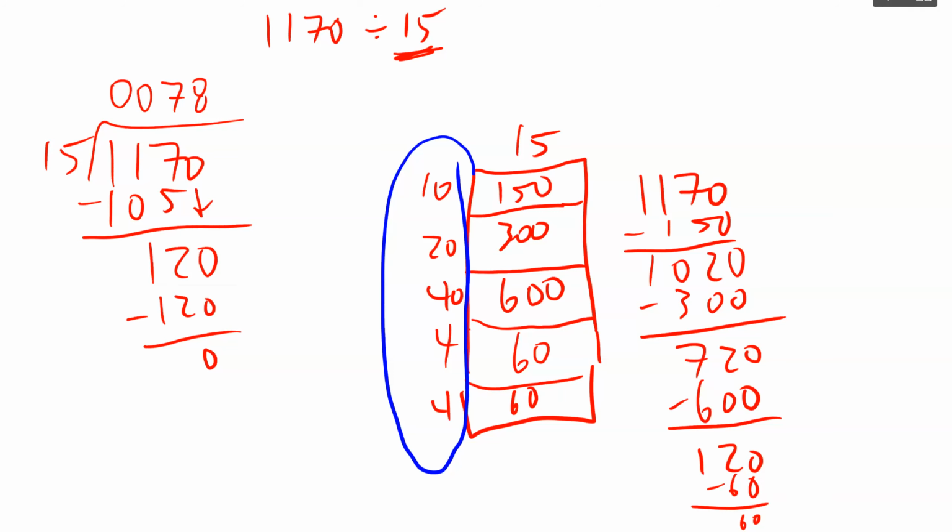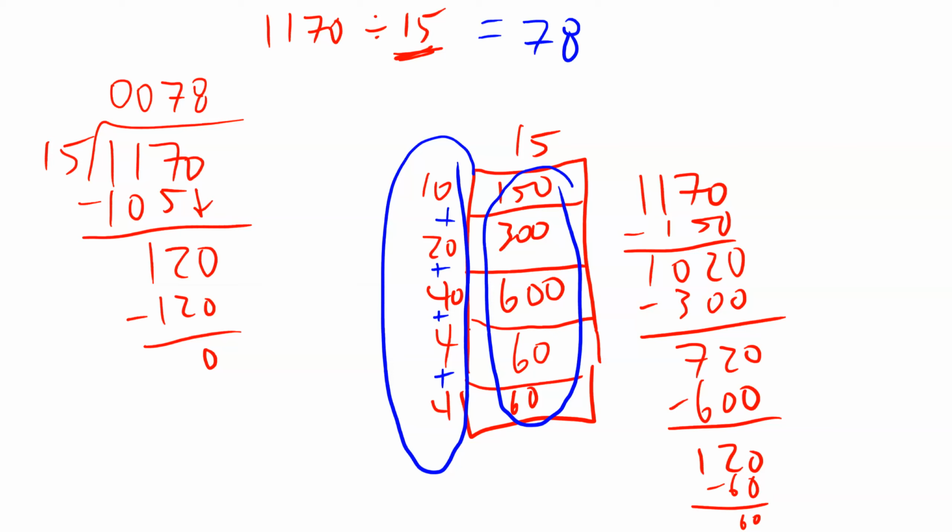So then my answer, or my quotient, is going to be this side length. So this side length, 15 times this side length, is going to give me 1,170. If I add that together, that's 1,170. And so if I add this together, that's going to give me my quotient. So 10 plus 20 plus 40 plus 4 plus 4. So 40, 60, 70, and then 4 plus 4, 78. So then my answer is going to be 78. So using the reverse area model in order to do division works just fine.